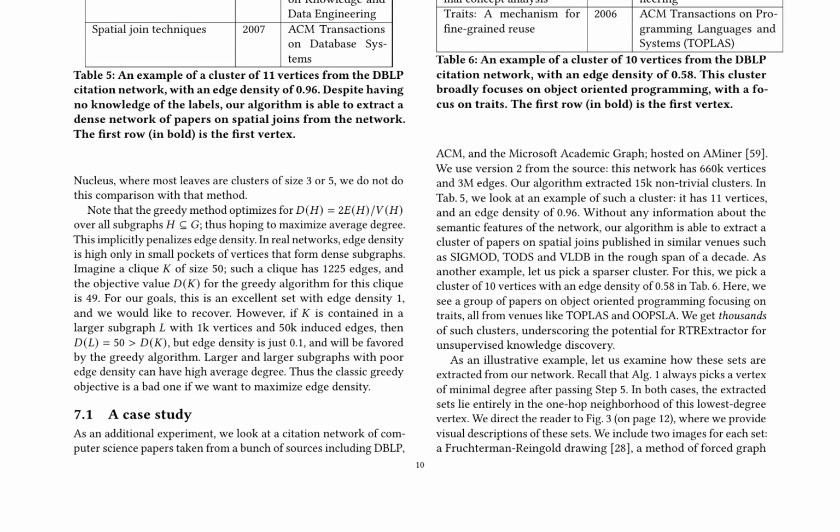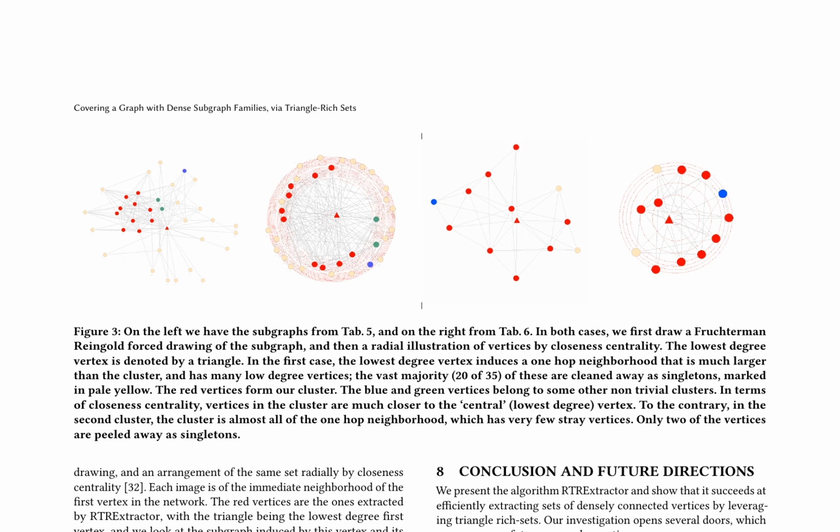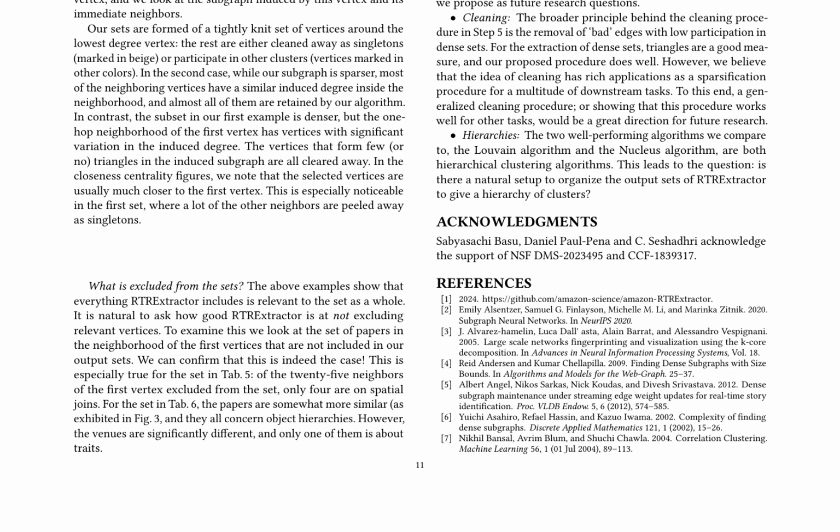The paper discusses the RTR extractor algorithm, which is designed to identify densely connected subgraphs within large networks efficiently. It leverages triangle-rich sets to find dense subgraphs, with a focus on real-world networks. The algorithm's efficiency and accuracy are demonstrated through experiments on various datasets, including social networks and biological networks. The authors also present a detailed analysis of the extracted subgraphs, showcasing their relevance to the overall network structure. This includes visualizations using the Fruchterman-Reingold force-directed drawing method and radial illustrations of vertices by closeness centrality.